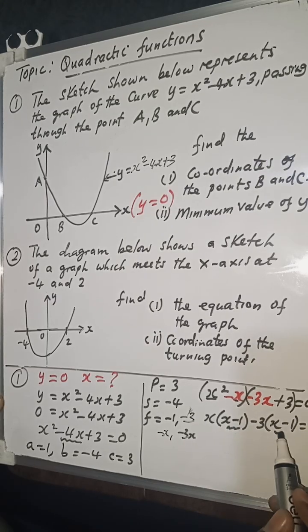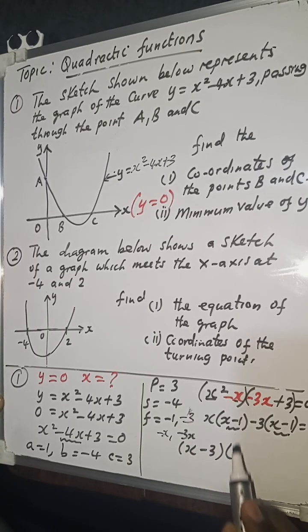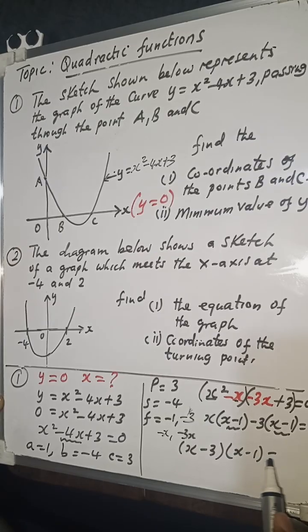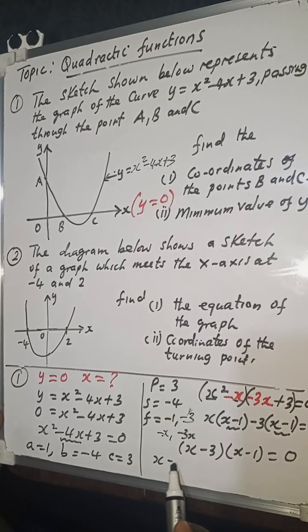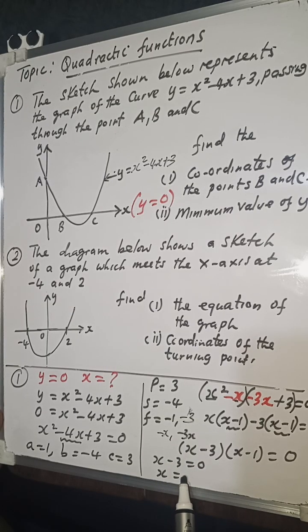You can see what is in the bracket is the same group as what is outside. So it will be x minus 3, then what is in the bracket, x minus 1, is equal to 0. So equate each bracket to 0. So x minus 3 is equal to 0, meaning x is equal to a positive 3 when this goes the other side. Or x minus 1 is equal to 0. When the negative 1 crosses the equal sign, it becomes a positive 1.